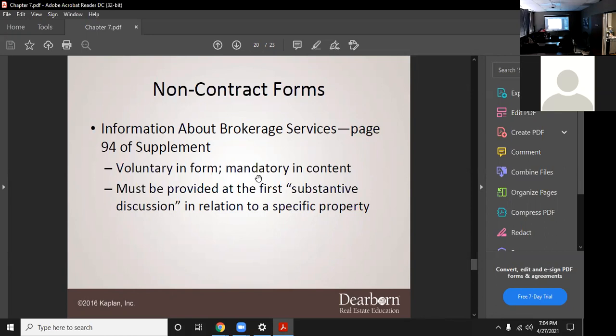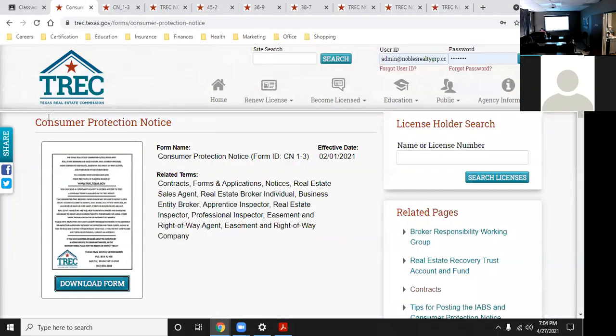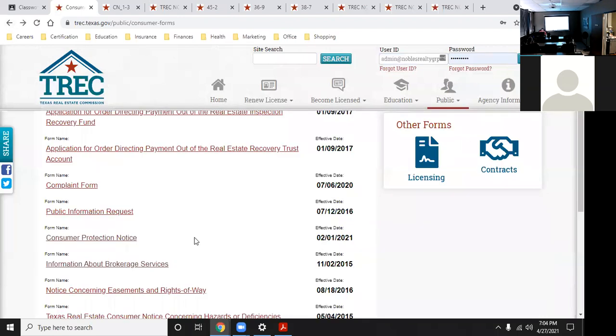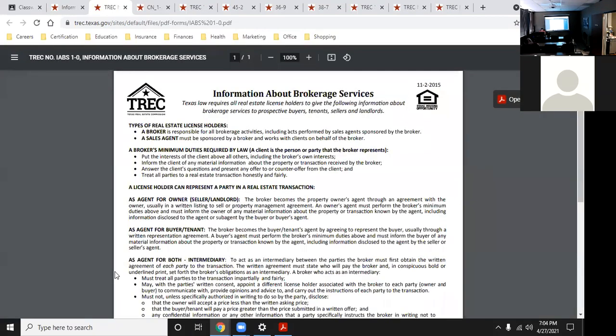You're allowed, it's not so much that the exact form has to be mandatory, but the content in it is mandatory. It must be provided at the first substantive discussion in relation to a specific property. Now, that is key, and it gets kind of confusing, because what that basically means is that if I go show somebody a bunch of houses, I don't have to give them this, because I'm just showing you a bunch of houses. There's no substantive discussion about any property. We're just kind of going at it.